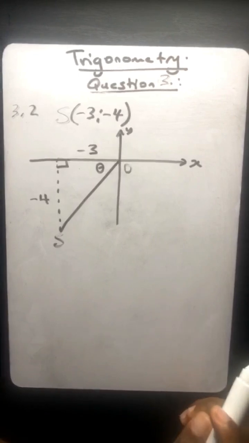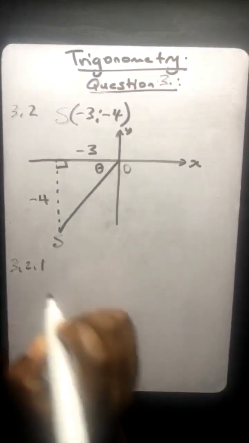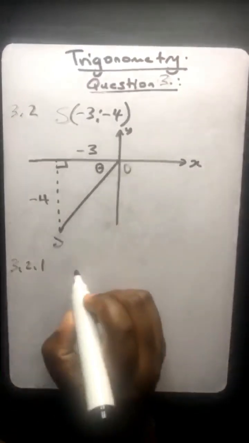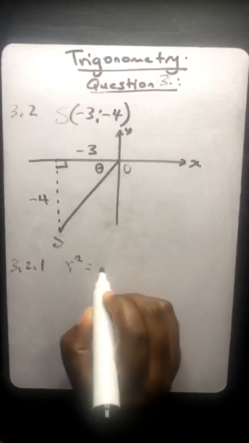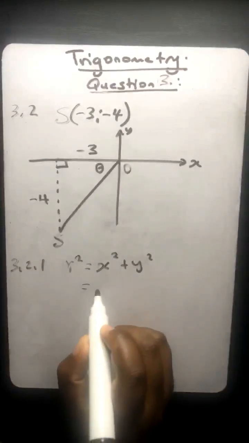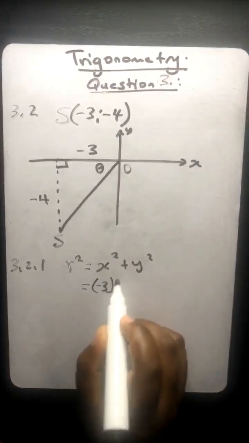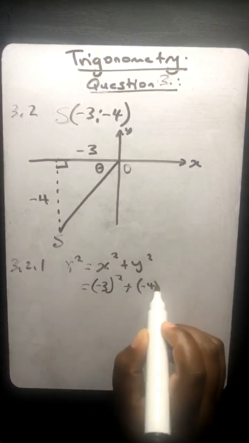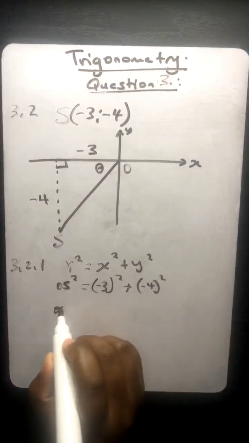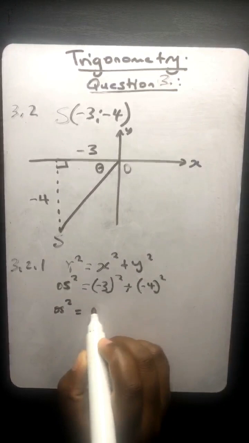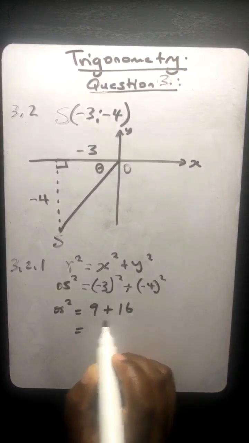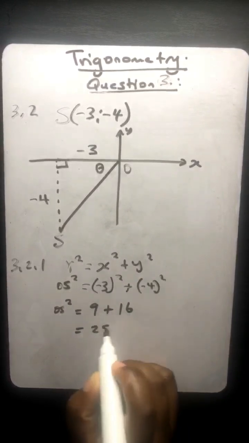Okay, so now let's see. 3.2.1 says the length of OS. Obviously, OS is your radius or your hypotenuse. That is why you're going to use that formula where you say, what is X? X is negative 3 squared. What is Y? It's negative 4 squared. Remember, OS is what you're trying to calculate. So OS squared is 9 plus 16, which is 25.